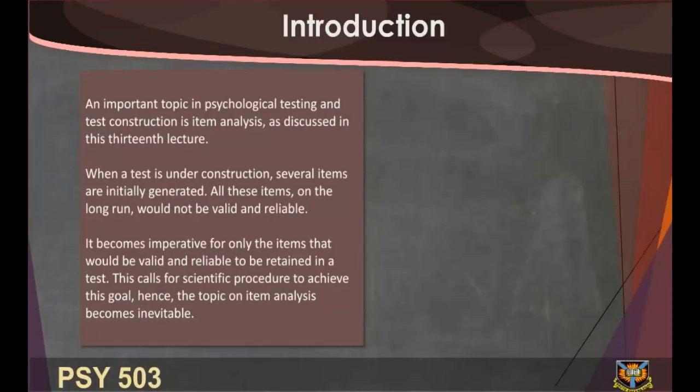Introduction. An important topic in psychological testing and test construction is item analysis, as discussed in this 13th lecture. When a test is under construction, several items are initially generated. All these items, in the long run, would not be valid and reliable. It becomes imperative for only the items that will be valid and reliable to be retained in a test. This calls for a scientific procedure to achieve this goal. Hence, the topic of item analysis becomes inevitable.